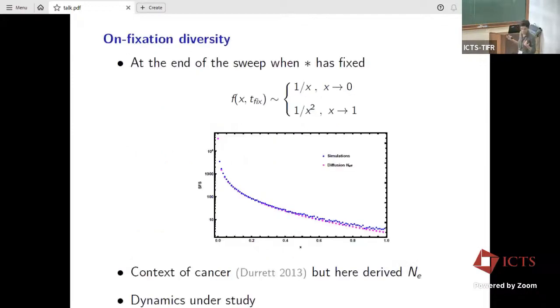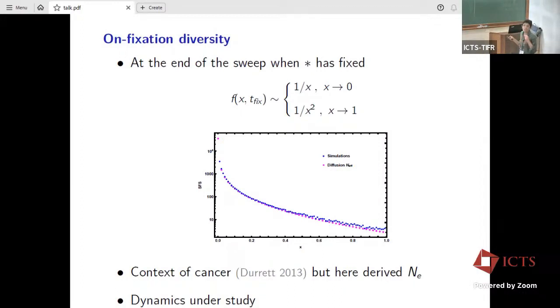Okay, does it work? Because I made this important assumption for the asexuals that the loci are linked. Simulations seem to indicate that it works pretty well. It's not very off. I think we have better data, which I did not include, but it seems to work well. Also, the answers are different from the standard neutral answer. The neutral answer is 1 by x, but for small frequencies 1 by x, and then it becomes 1 by x squared.